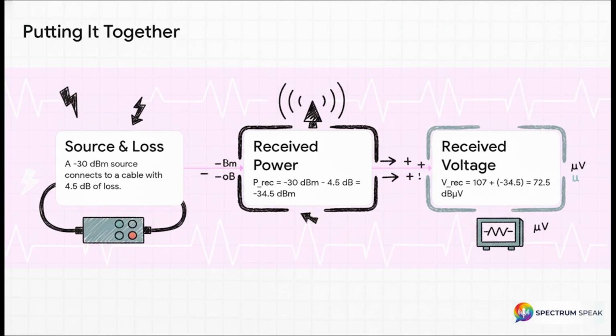Let's see how this works in real life. Let's say we have a signal source putting out -30 dBm. That signal goes through a cable that has 4.5 dB of loss. So what's the power we receive? Simple subtraction. -30 minus 4.5 is -34.5 dBm. Easy. Now, what's the voltage at our 50 ohm analyzer? We just use the golden rule. 107 plus -34.5 gives us 72.5 dBµV. Done. No messy formulas, just adding and subtracting.